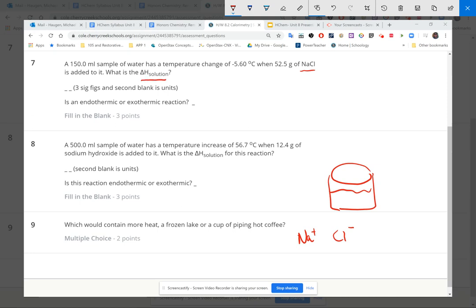So we have a 150 milliliter sample of water that loses 5.60 degrees Celsius when we add 52.5 grams of sodium chloride. So if it's a delta H solution, we're looking for kilojoules per mole as any delta H. Okay, so we get that from Q equals MC delta T for the heat energy. We know that's going to be joules. We'll have to convert it to kilojoules later.